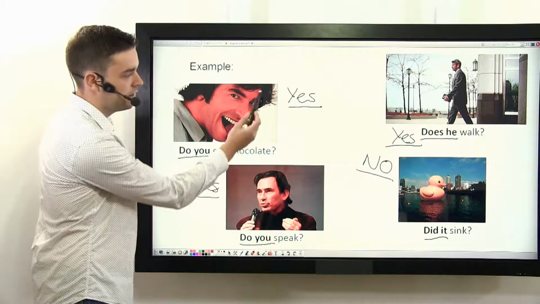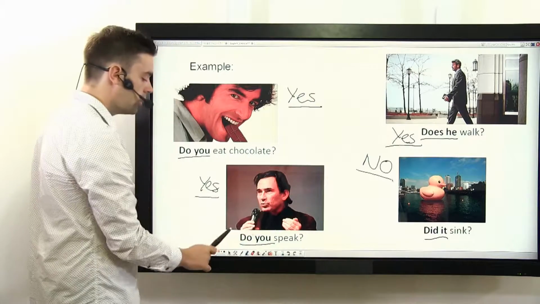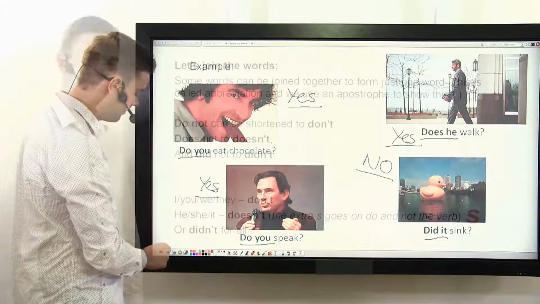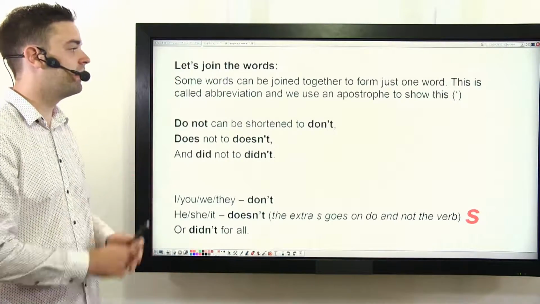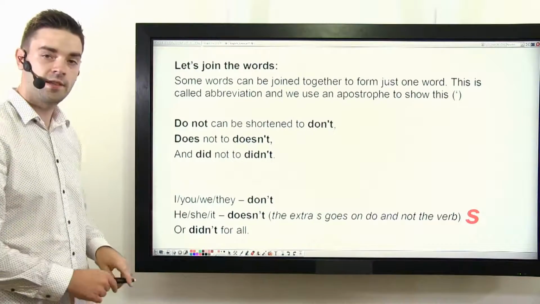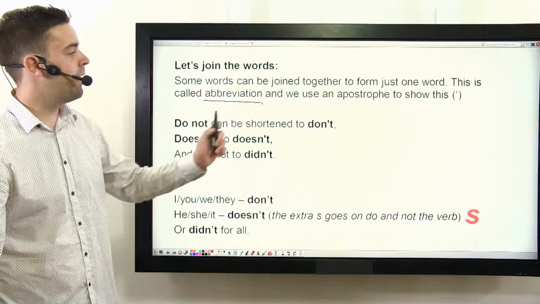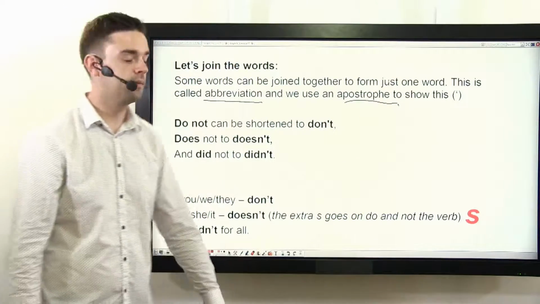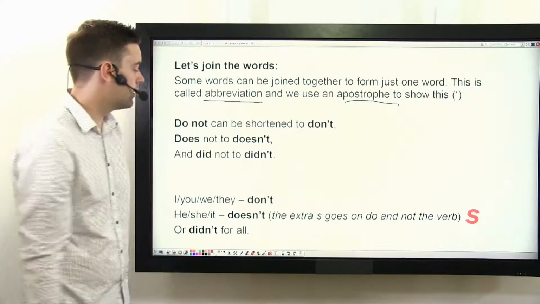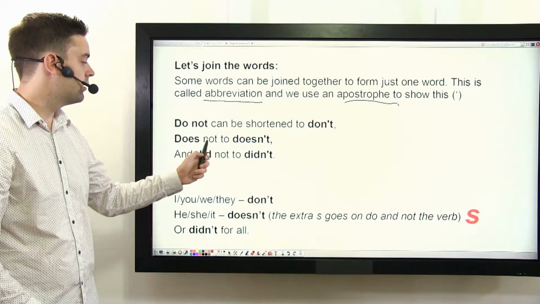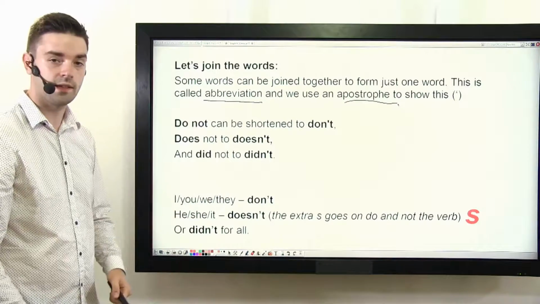Do you eat chocolate? Yes. Does he walk? Yes. Did it sink? No. Do you speak? Yes. Okay. Yet again, we can join some of the words together to form just one word. This again is called abbreviation, and we use an apostrophe to show this. So do not can be shortened to don't, does not to doesn't, and did not to didn't.